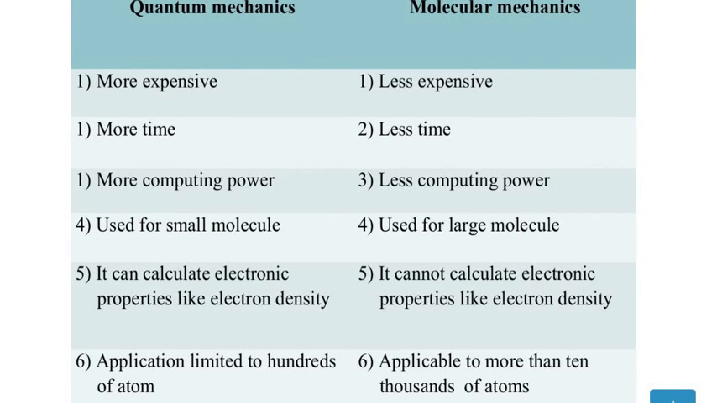So, quantum mechanics and molecular mechanics. Quantum mechanics is more expensive, takes more time and more computing power, and is used for small molecules. It can calculate electronic properties like electron density. Applications are limited to 100s of atoms. Molecular mechanics is less expensive, takes less time and less computing power, and is used for large molecules. It cannot calculate electronic properties like electron density, and is applicable to more than 10,000 atoms.